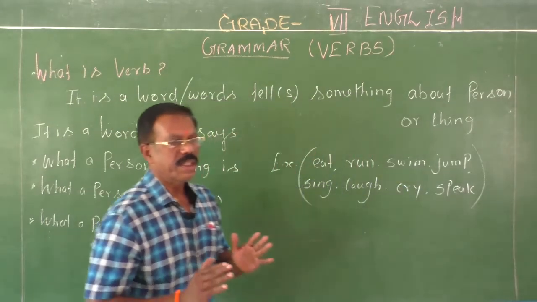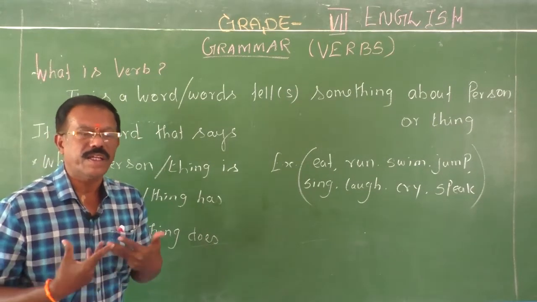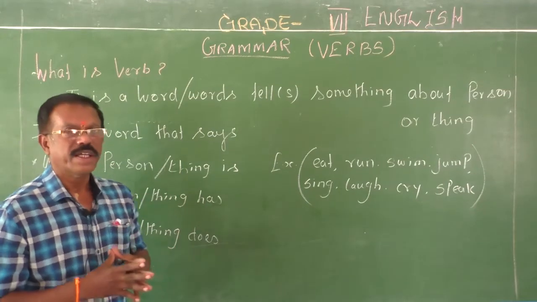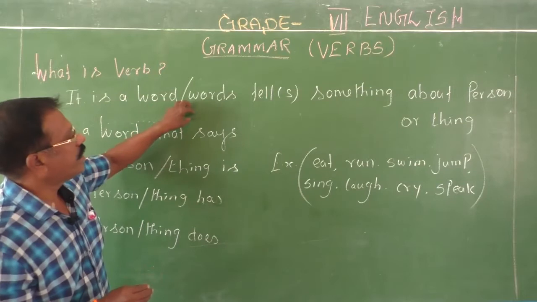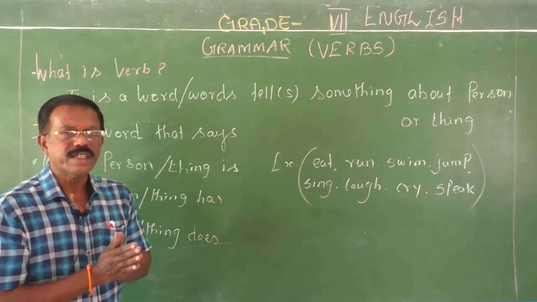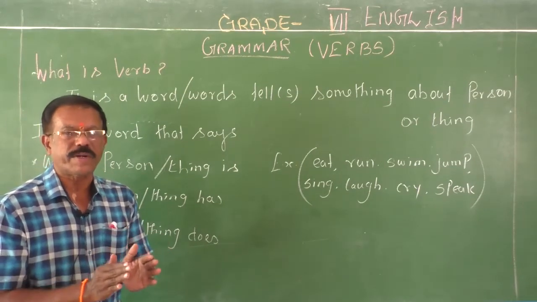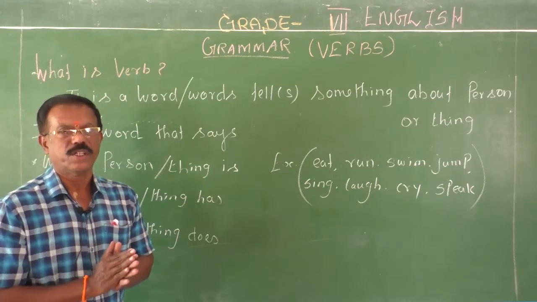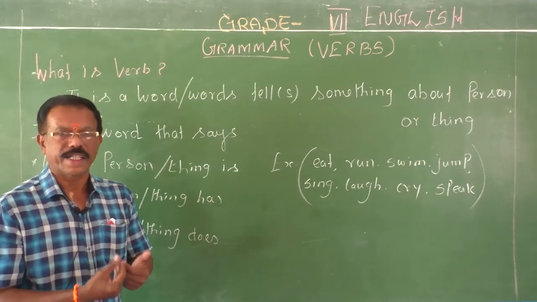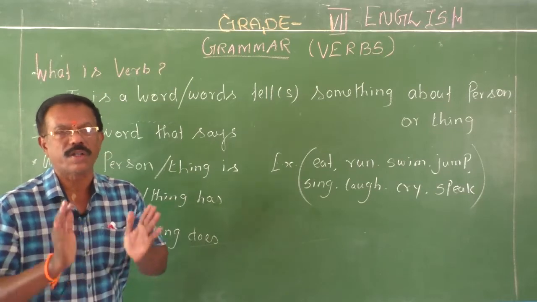What's a verb? A layman's definition: even if you ask anyone what a verb is, immediately they will say a verb is an action word, no doubt. It says something about a person or thing. It explains, it tells the action performed by the subject, that's the doer of the action. So a verb is an action word. Other than that, verbs also do other functions as a part of speech. Today I am going to teach you all such things.